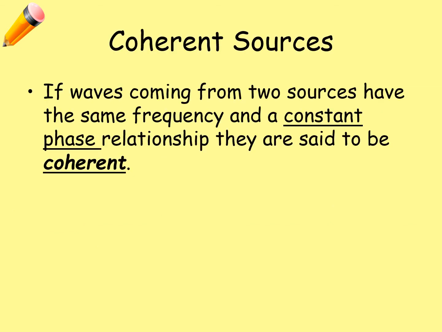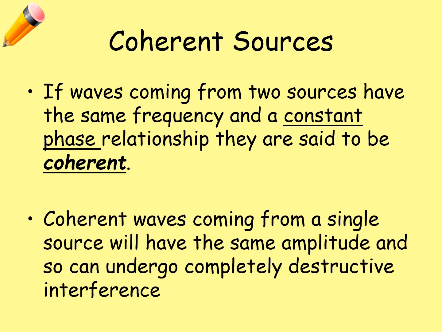Coherent sources. If waves coming from two sources have the same frequency and a constant phase relationship, they are said to be coherent. Coherent waves coming from a single source will have the same amplitude and so undergo completely destructive interference.